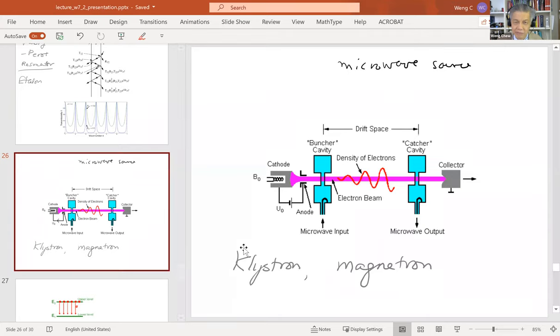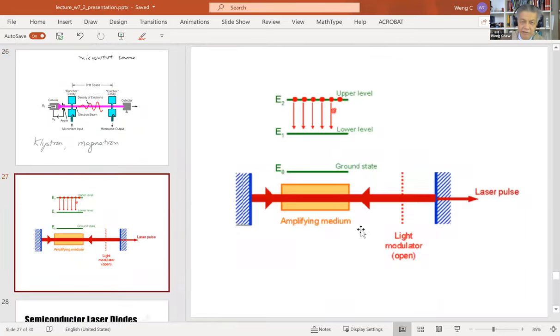And here is another example where you use a cavity to build up a strong electromagnetic field here, okay? And then you inject the electron beam inside this part of the cavity. The electron beam picks up some energy from this first cavity and transmits it to the other cavity. The microwave energy that you will have in the second cavity would become larger because of this effect, okay? You can also use a cavity to make lasers.